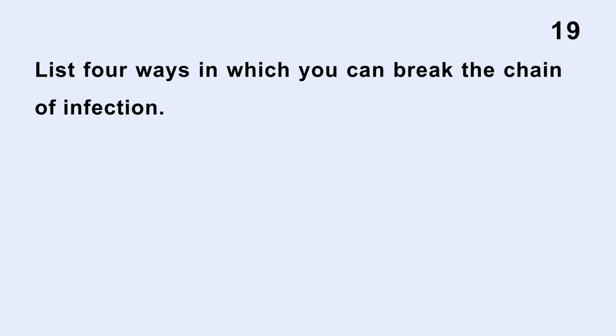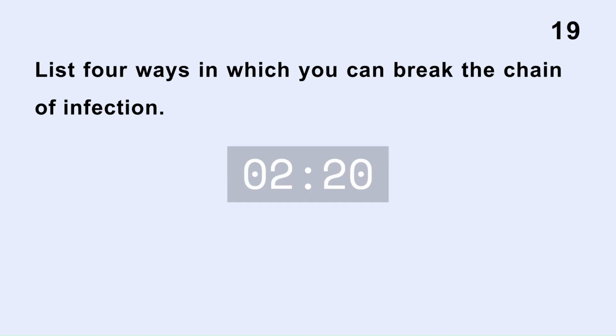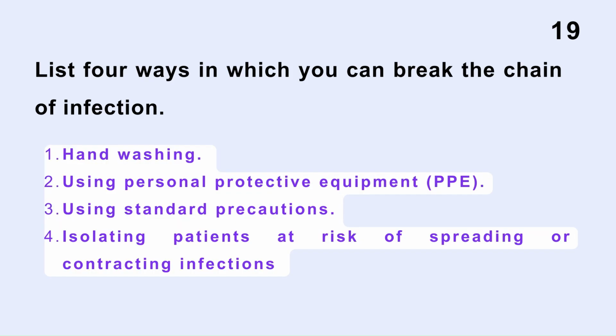Number 19. List 4 ways in which you can break the chain of infection. 1. Hand washing. 2. Using personal protective equipment, PPE. 3. Using standard precautions. 4. Isolating patients at risk of spreading or contracting infections.